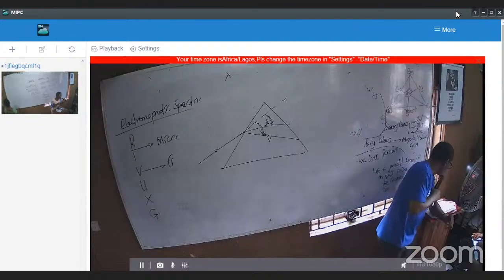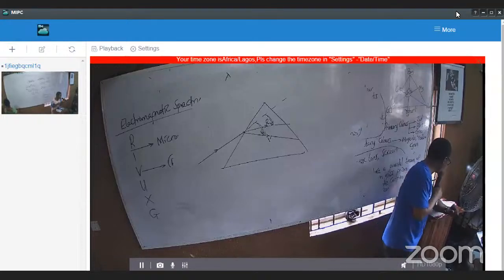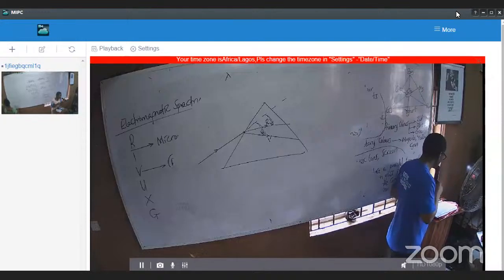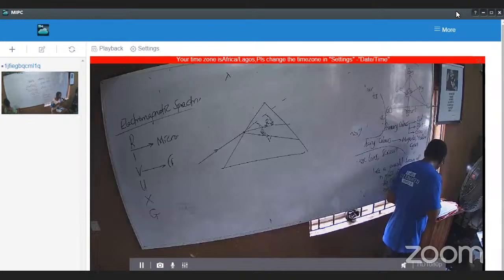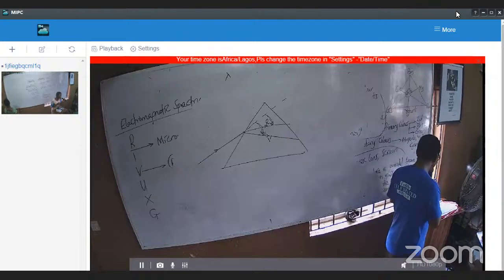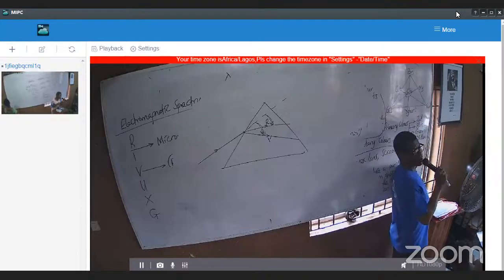Right, next question. Which of the following pairs of light rays shows the widest separation in the spectrum of white light?